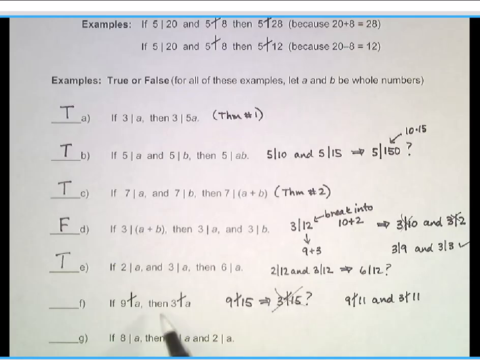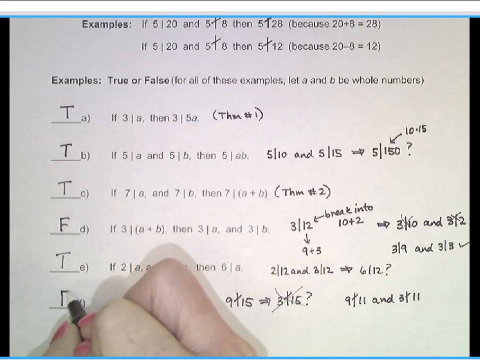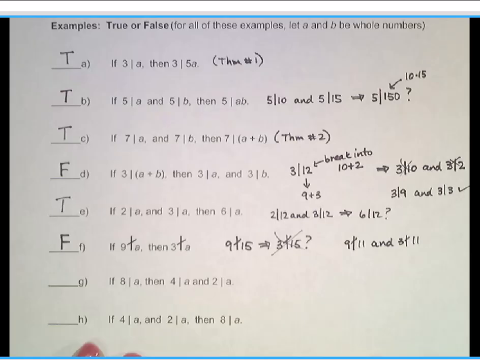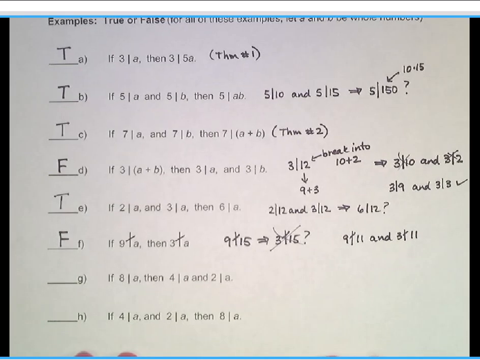And you know, the reason they're asking this is because 9 is 3 times 3. So there's some numbers that 3 goes into, but 9 doesn't. And this one's asking if 9 doesn't go in there, then is it automatically that 3 doesn't? And that's actually not true. So false. These are kind of tricky. It's hard to come up with counterexamples sometimes.